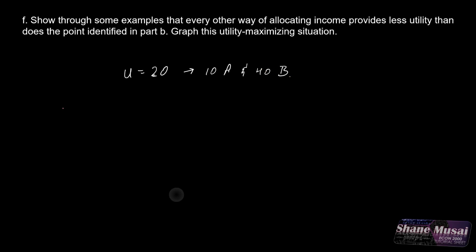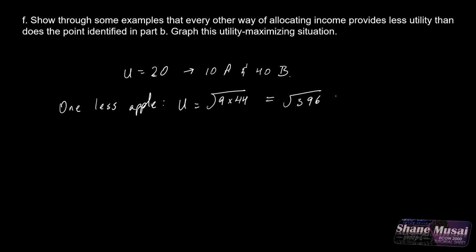Let's try one less apple. The utility would be for 9 apples and 44 bananas, because as we calculated in Part C, if it's 40 cents for one apple and 10 cents for one banana, then if you have one less apple, you could purchase 4 more bananas. So the apple is now 9, and we could purchase 44 bananas. And if you calculate this, you should get the square root of 396, which is less than the square root of 400. So overall, this is less than 20.